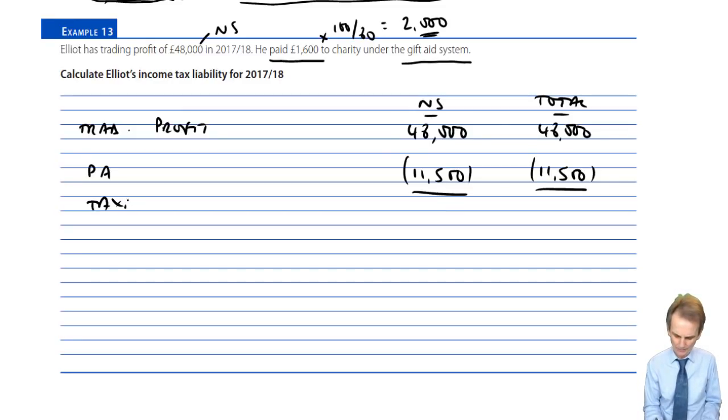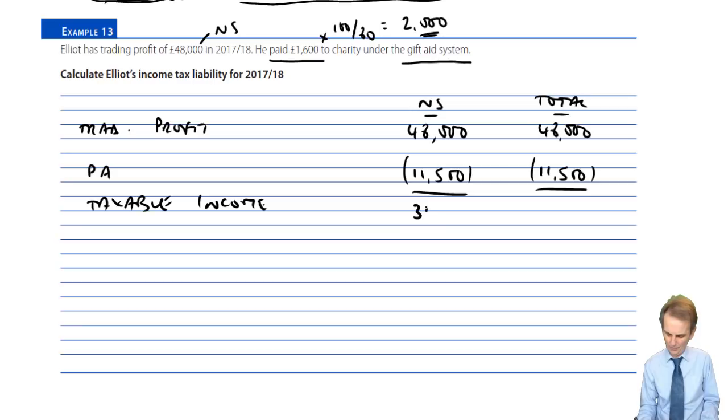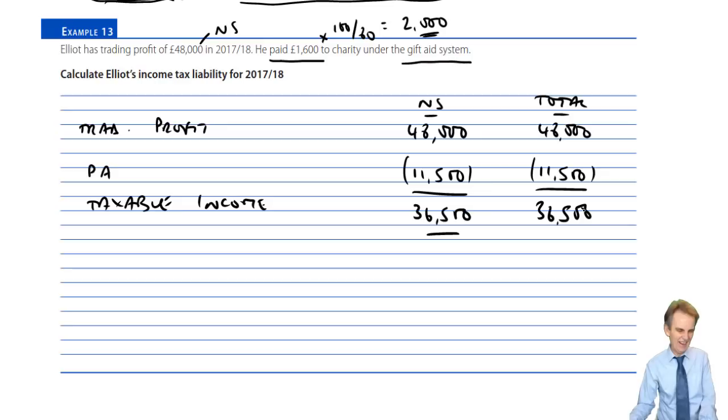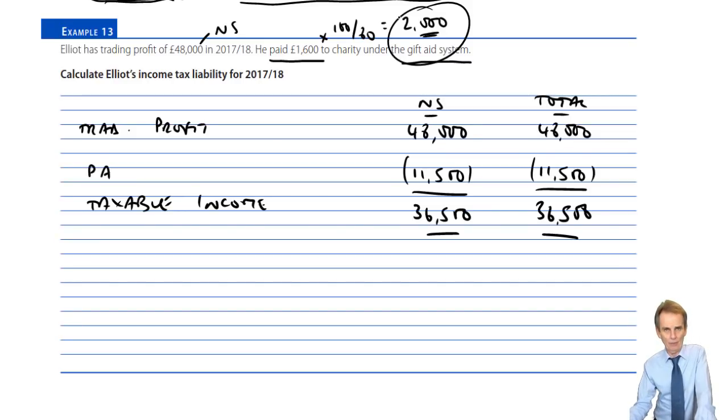So we will derive our taxable income figures. Our taxable income here is what? £36,500. Now what you see there is no different to what we've ever done on an income tax computation. We have not involved the gift aid payment. It would be the same with the personal pension contribution. We have not involved that gross £2,000 at all. It has had no effect. It has not served to reduce that trading profit.